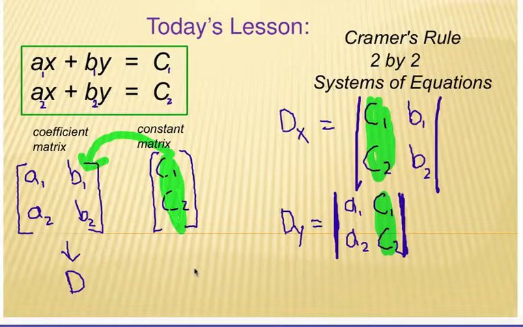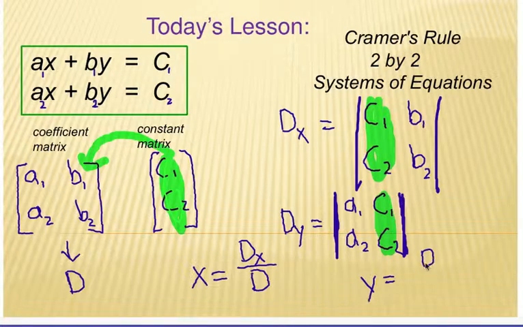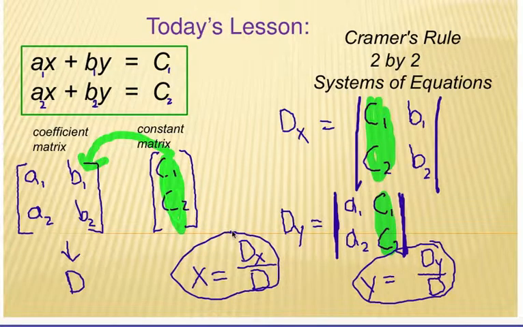So to get our solution for x and y, x is going to be the x determinant divided by the coefficient determinant. And y, the value of y in the solution, is going to be the y determinant divided by the coefficient determinant. So it's a simple ratio or fraction when we're done, and it's kind of a tricky process to make sure the signs are correct, but we need one example here to kind of mix this up.